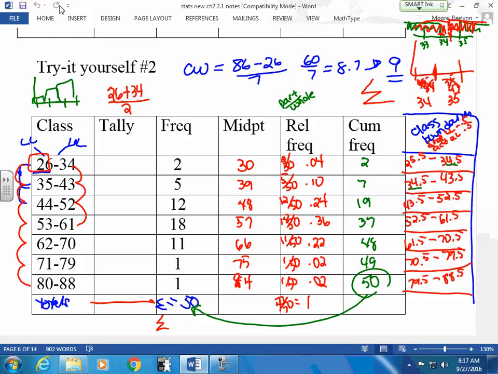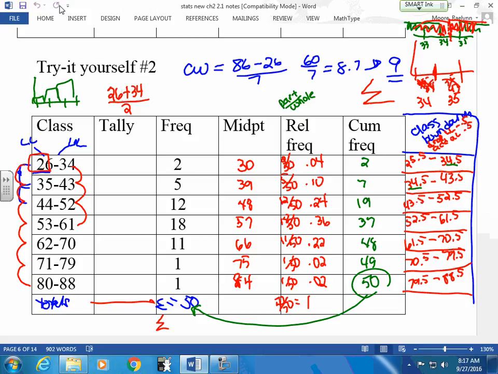Okay. We did our midpoints. We did our relative frequency. We did our cumulative frequency. And we did your class boundaries. Now, some graphs you can use a midpoint. Some you can use a class boundary, which will make sense when we do them. But we needed to complete our whole table before we could graph.